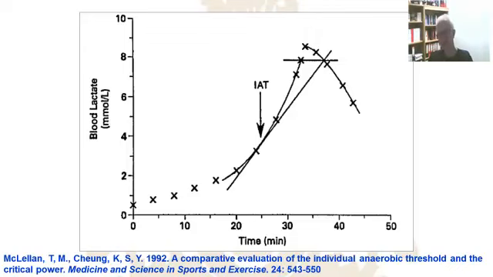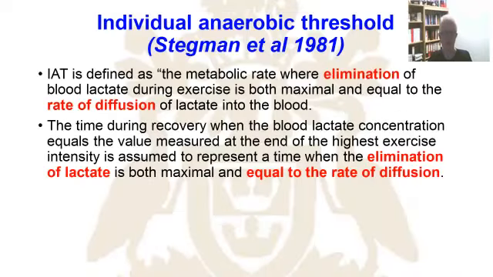Then you've got the second curve, and the second curve are the lactate concentrations measured at 1, 3, 5, 8 and 10 minutes into recovery. So we go back to the way they defined the protocol. That what we're interested in is the balance between the maximal rate, where the rate of elimination of blood lactate during exercise is both maximal and equal to the rate of diffusion of lactate into the blood. So the time during recovery when the blood lactate concentration equals the value measured at the end of the highest exercise intensity is assumed to represent a time when the elimination of lactate is both maximal and equal to the rate of diffusion.